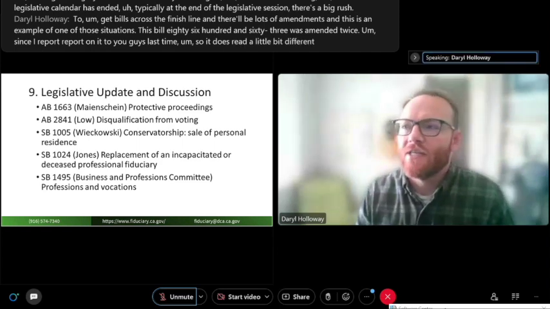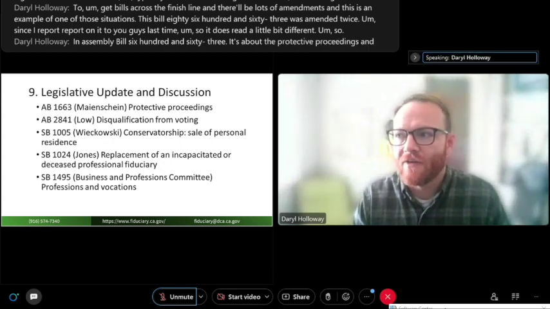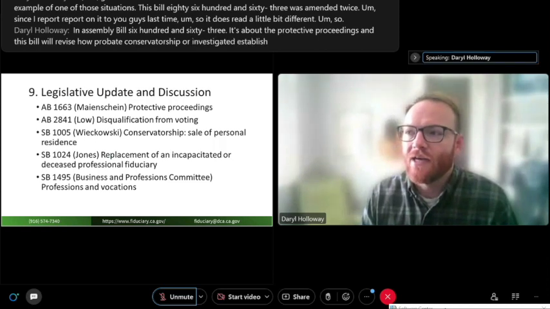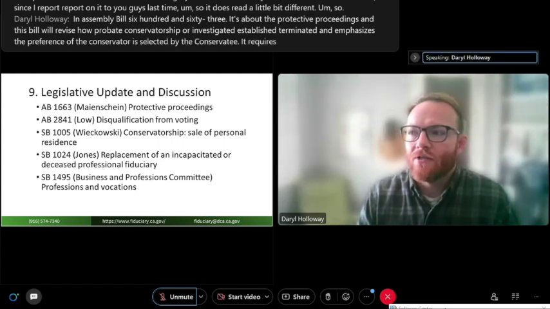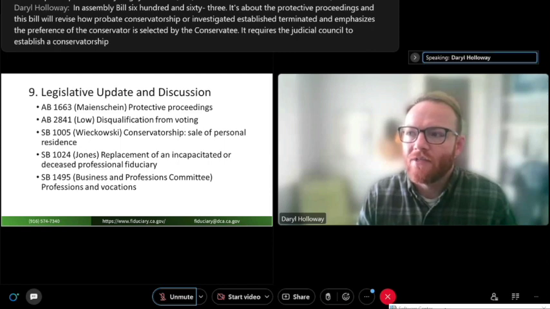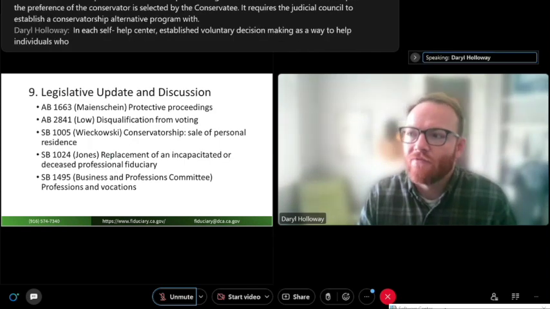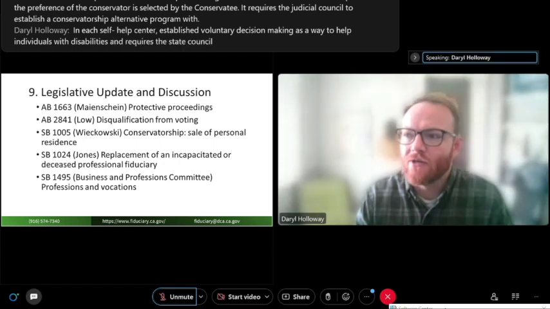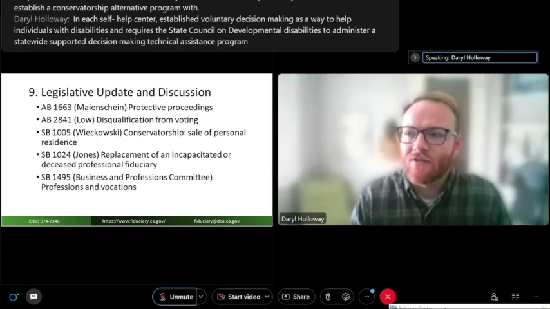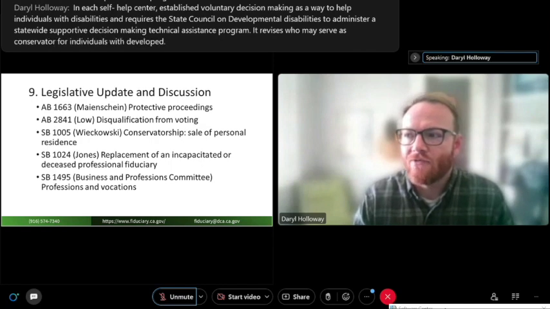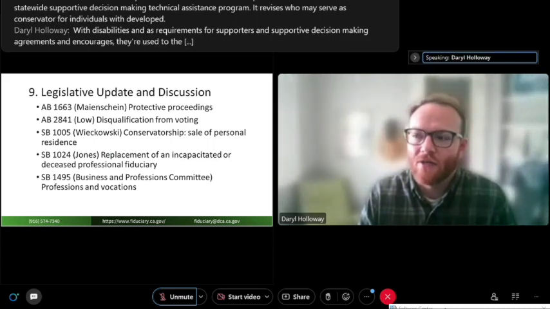So Assembly Bill 1663 is about protective proceedings. This bill will revise how probate conservatorships are investigated, established, terminated, and emphasizes the preference of the conservator selected by the conservatee. It requires the Judicial Council to establish a conservatorship alternative program within each self-help center, establish voluntary supported decision-making as a way to help individuals with disabilities, and requires the State Council on Developmental Disabilities to administer a statewide supported decision-making technical assistance program. It revises who may serve as conservator for individuals with developmental disabilities and adds requirements for supporters and supported decision-making agreements and encourages their use to the maximum extent possible for those under conservatorship.